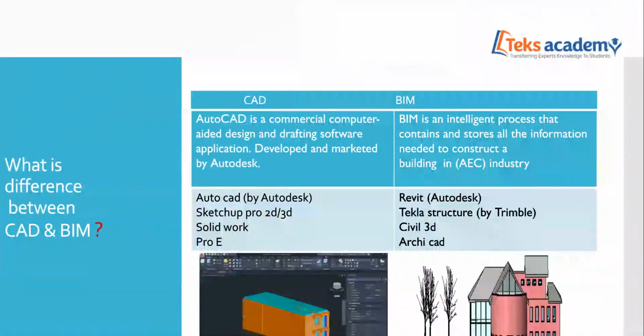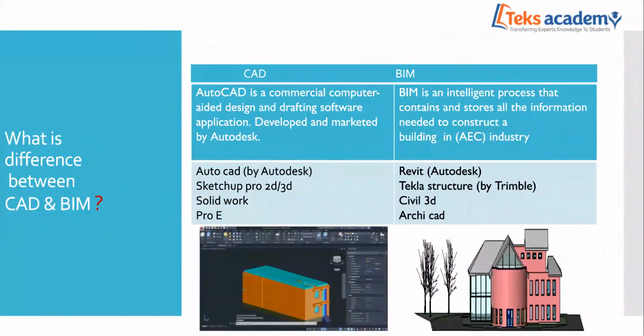What is the difference between CAD and BIM? This is a common question. People may think that CAD and BIM are the same thing. But AutoCAD is software used for 2D as well as 3D, but purely based on 2D work. AutoCAD is the only software which helps you create the 2D drawing, but it's very time consuming for 3D.